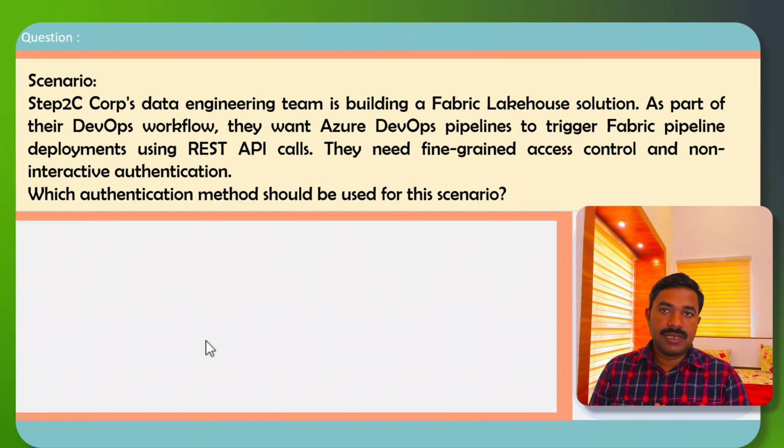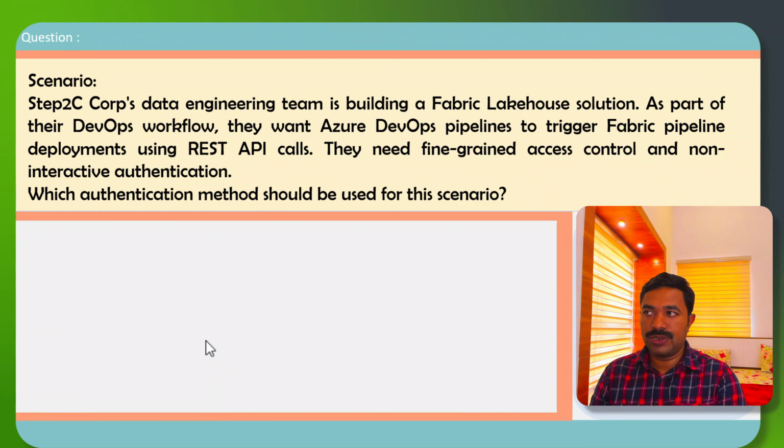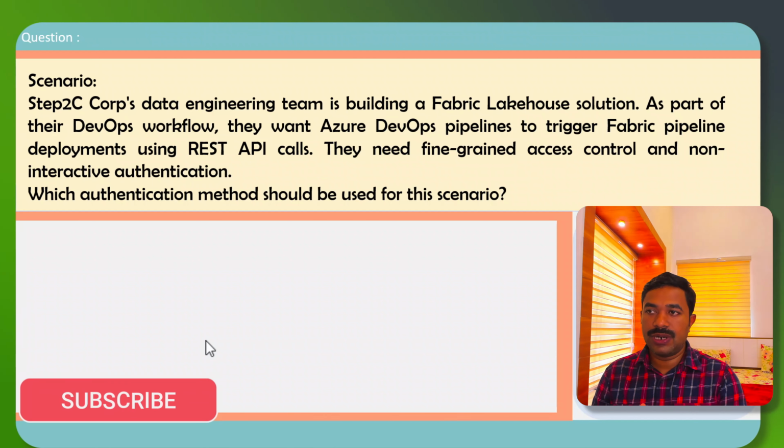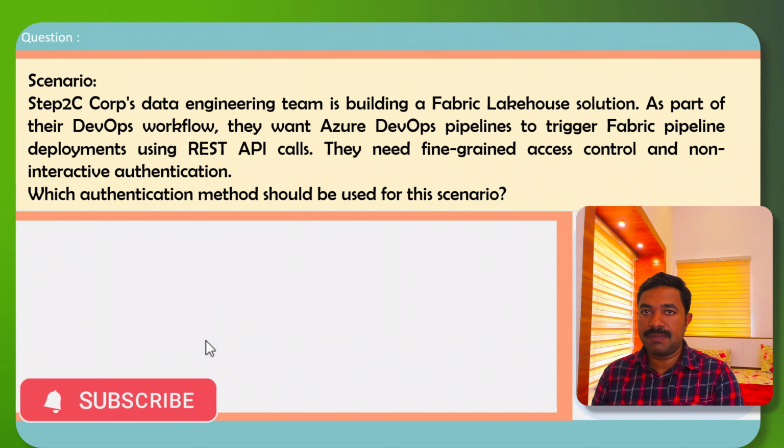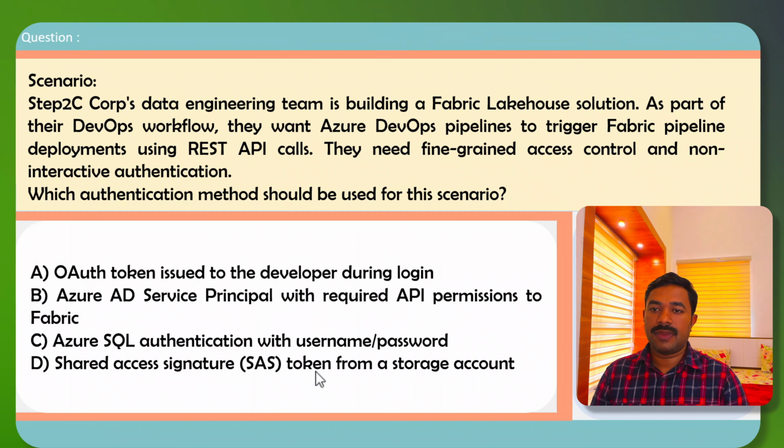Assume you are working for Step2C Corp and you are a data engineer. Step2C Corp's data engineering team is building a Fabric Lakehouse solution. As part of their DevOps workflow, they want an Azure DevOps pipeline to trigger Fabric pipeline deployment using a REST API call. They need fine-grained access control and non-interactive authentication. Which authentication method should they use? And the right answer is option B, use an Azure Service Principal with the required API permissions to Fabric.